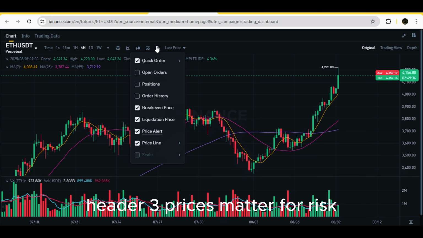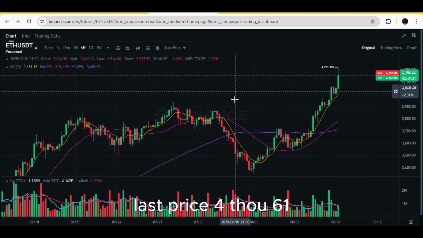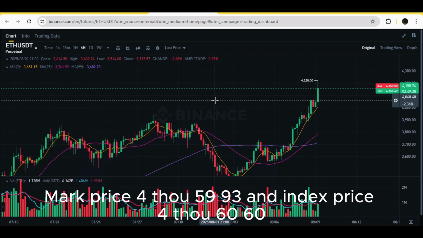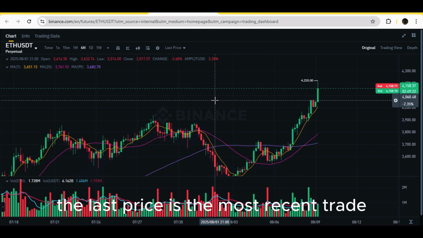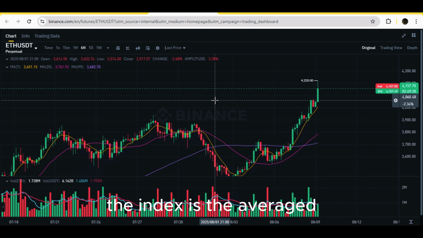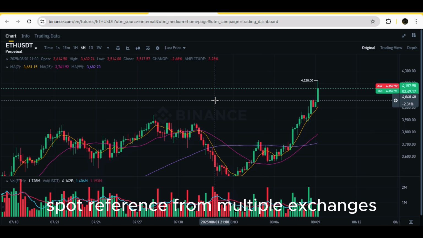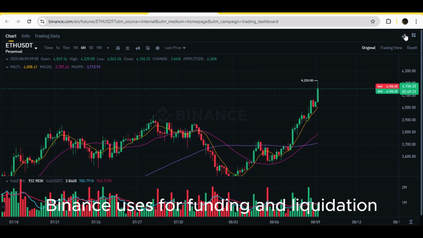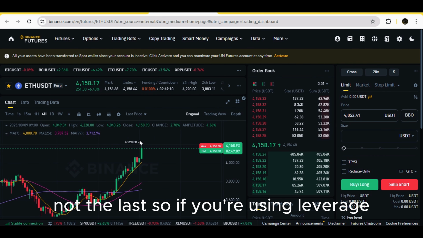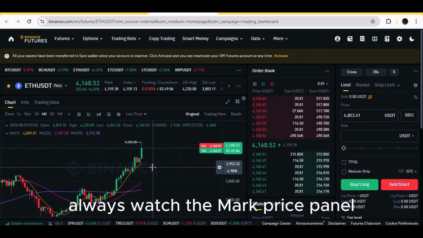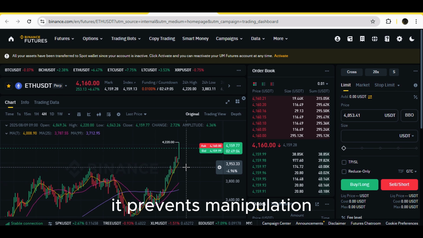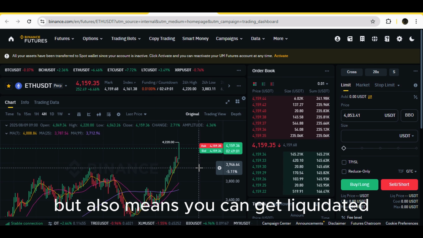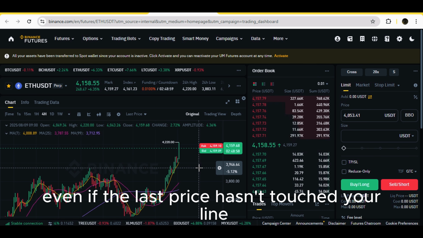At the top of the symbol header, three prices matter for risk: last price, 4,061, mark price, 4,059.93, and index price, 4,060.60. The last price is the most recent trade. The index is the averaged spot reference from multiple exchanges. The mark is the fair value estimate Binance uses for funding and liquidation. Liquidations trigger off the mark, not the last, so if you're using leverage, always watch the mark price panel. It prevents manipulation, but also means you can get liquidated even if the last price hasn't touched your line.